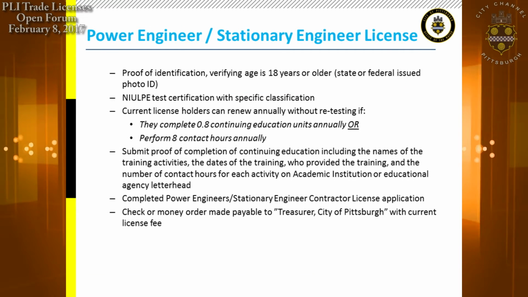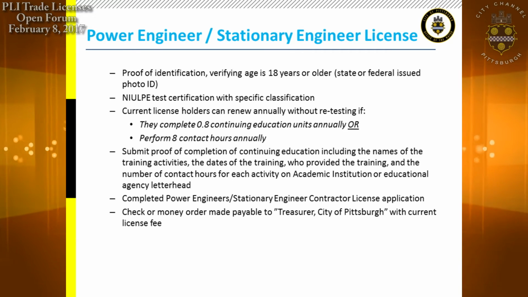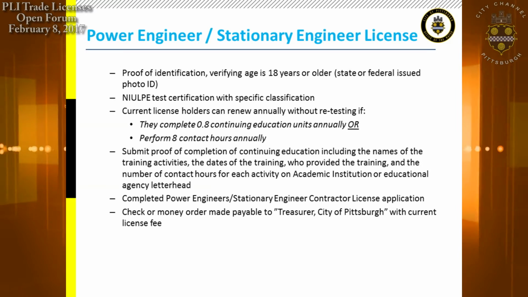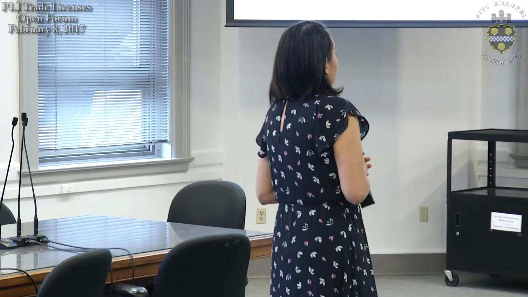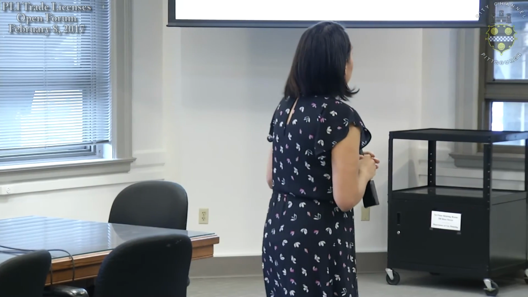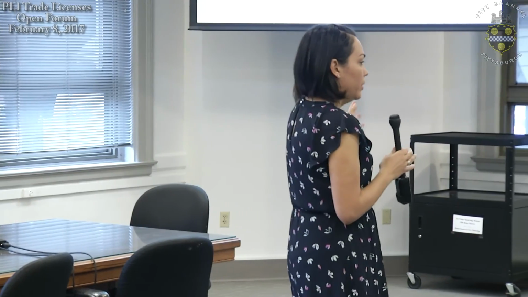Power engineer, stationary license. You will need proof, again, that you're 18 and older. NIUB test certification with specific classification. Currently, we only have NIUB as an approved testing body. We're working on trying to find other companies that will provide the same testing with the same value, but currently NIUB is the only one that we accept. And the test is pretty much similar to what the electrical contractor or HVAC test is. It's specific to their trade.